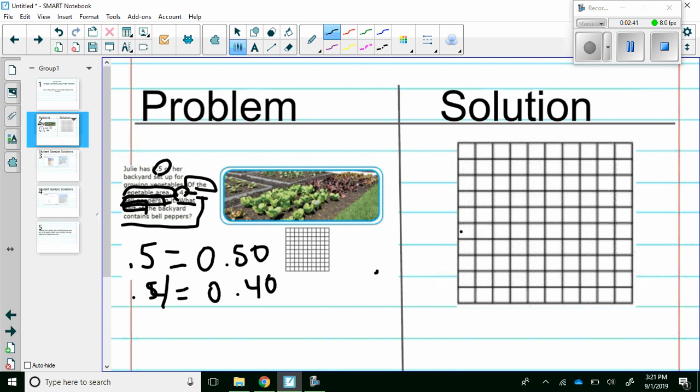The first thing I want to think about is Julie has 50 hundredths or 5/10 of her backyard for the garden. So that is also 50 over 100, and I know that would be half her yard. So half of her yard would be right here. Half of her yard is vegetables. That's 1, 2, 3, 4, 5. 1, 2, 3, 4, 5, 6, 7, 8, 9, 10. So 10 times 5 is 50.